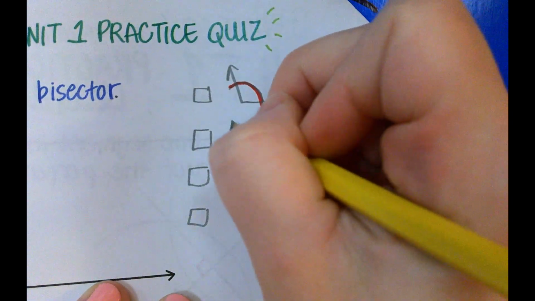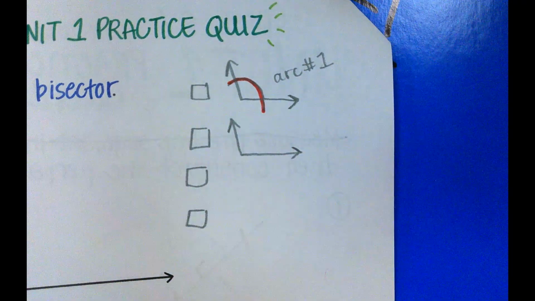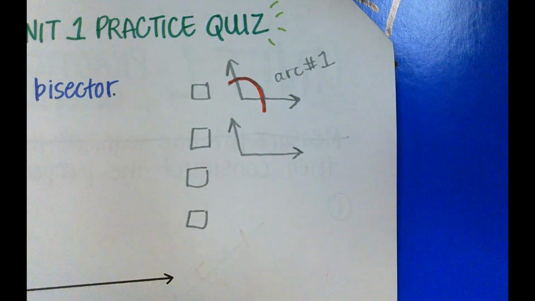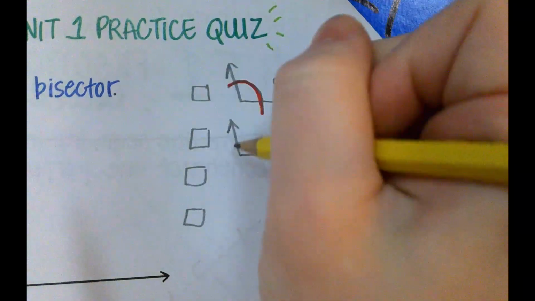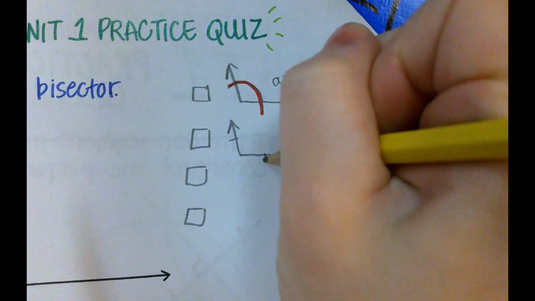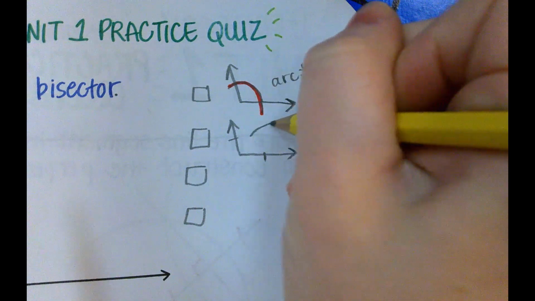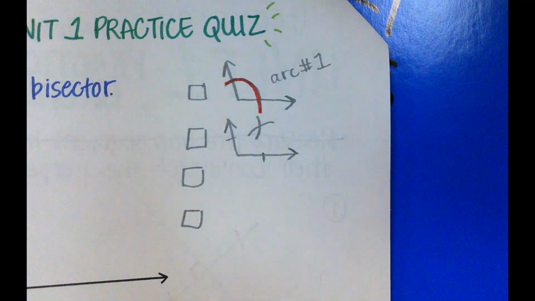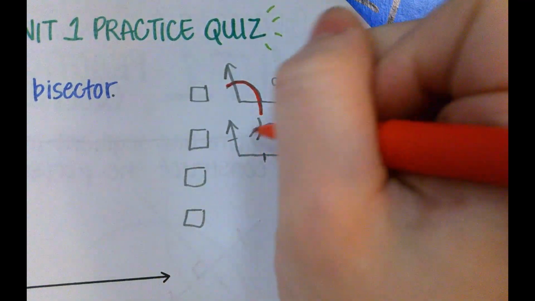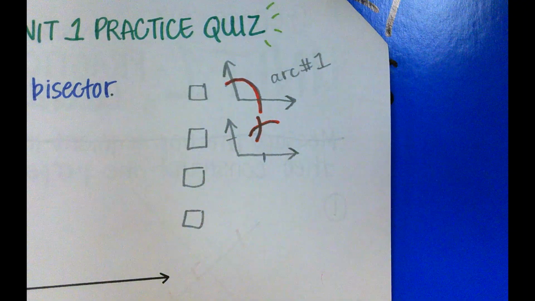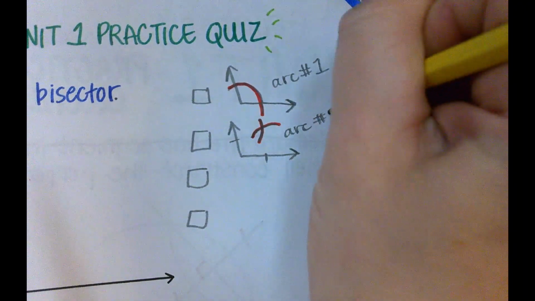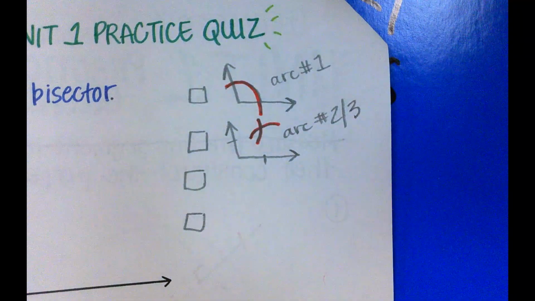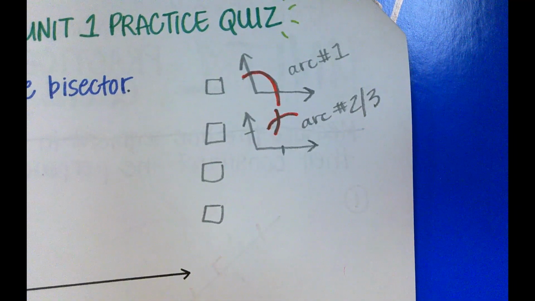The next thing I will look for is that your arc number 2 and 3, once you create these points here, make an intersection in the middle in some way. So that's arc 2 and 3. So there's all 3 arcs.